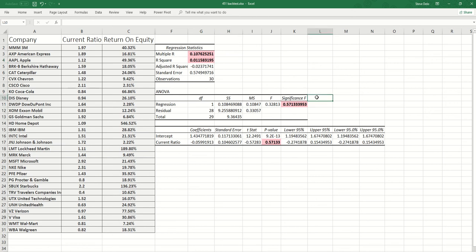Finally, we're going to look at our significance F value. It's also our p-value. It would tell us if we can accept or reject the null hypothesis. We want a value of less than 0.05 if we are going to reject the null hypothesis. And our value of 0.57 was a lot higher than that. So therefore, we fail to reject the null hypothesis, and in conclusion, our data set that we analyzed, whether or not the current ratio had any correlation to the return on equity, were not significantly correlated. Thank you.